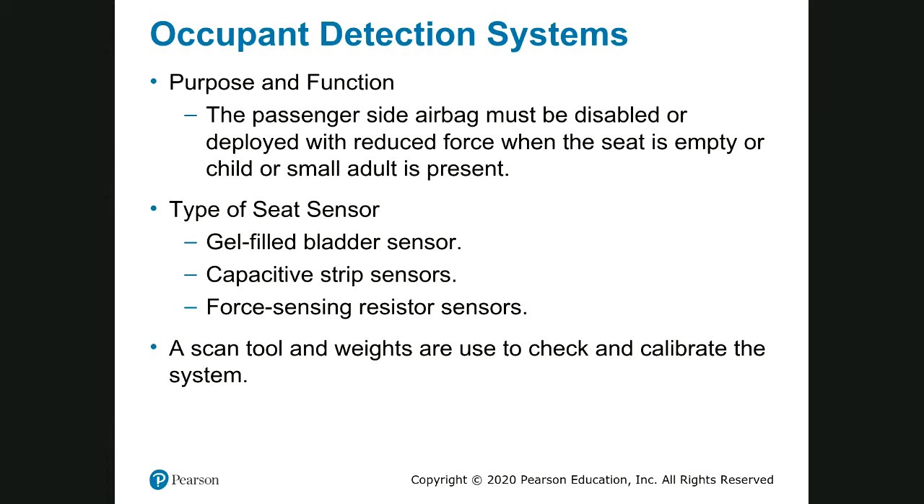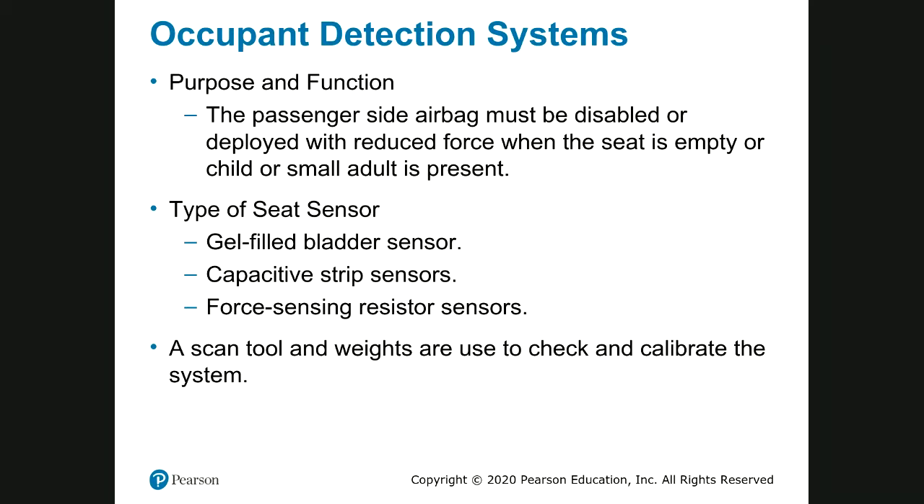Capacitor strip sensors: the more downward force there is, the more capacitance is shown. So the sensing diagnostic module, the airbag module, can see that there's a heavier person, or a lighter person, or a gallon of milk sitting there, and can either deploy or not deploy. And then you have force sensing resistor sensors. What we're seeing now is a lot of our occupant detection systems are sensors that bolt to the seat frame itself, or the seat track. So when you sit down, it actually stresses the seat frame a little bit. So be aware of that. Those sensors can go bad. There was a recall on some of the Toyotas.